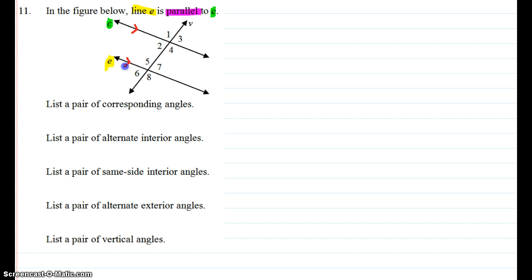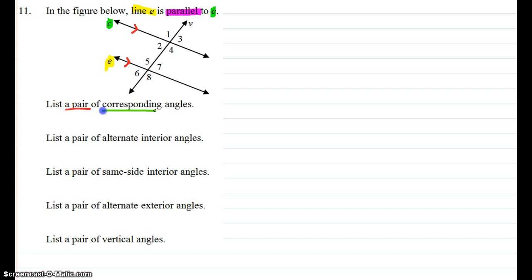Now, as soon as we know these two lines are parallel and we have this line that goes through it, it's going to create a bunch of angle pairs. We're going to have corresponding angles, alternate interior angles, same side interior, and then alternate exterior and vertical angles. So we'll start with the corresponding. Now the directions say list a pair. So I just need one pair. And so there's more than one answer to this, but we'll start with corresponding.